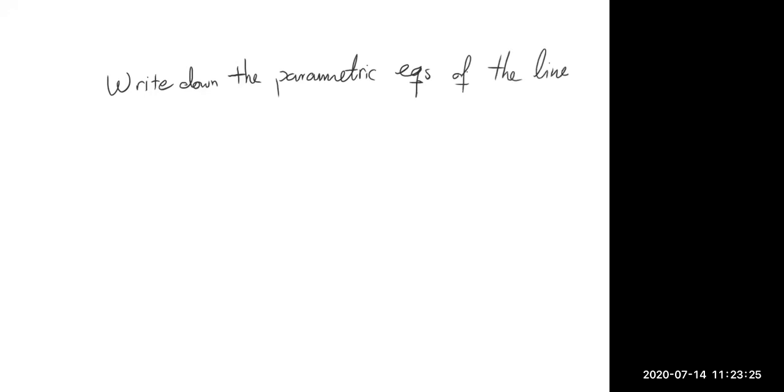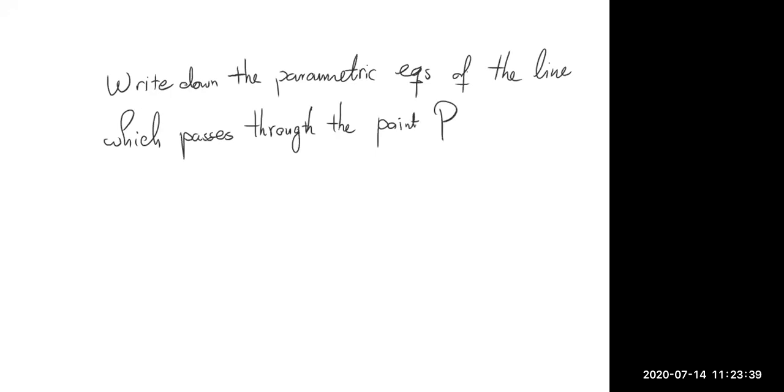Write down the parametric equations of the line which passes through the point P and is in the direction of a vector V.